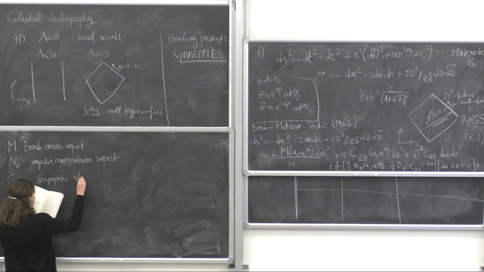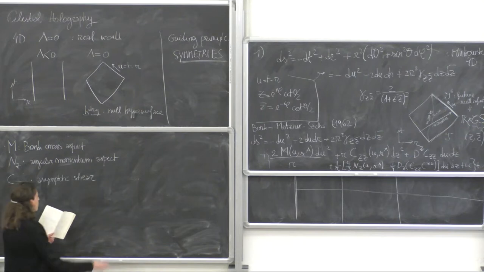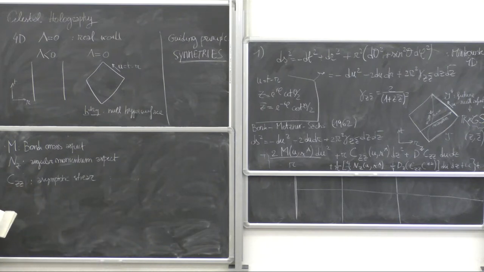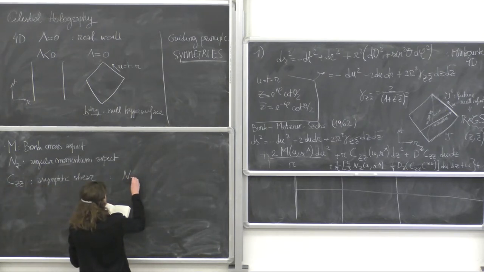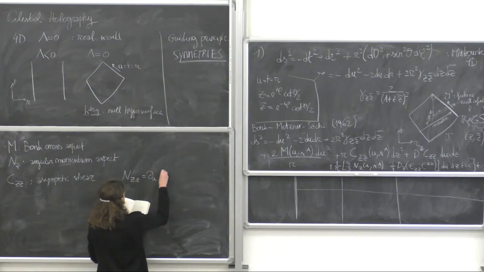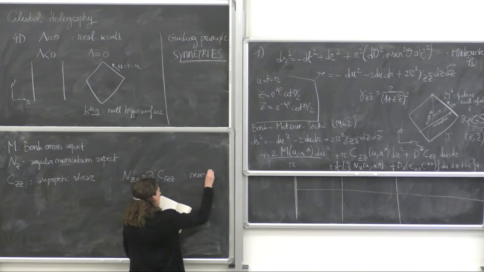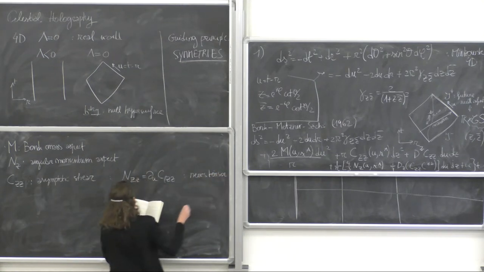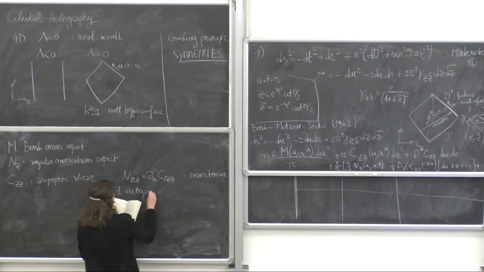So there are many things one could say about these objects, but let me just emphasize a few points. Probably the most important one is that the time derivative of this function here is called the news tensor. And it's very important because it describes precisely the fact that there is an outgoing radiation.